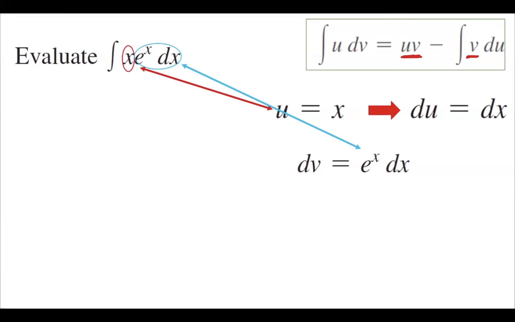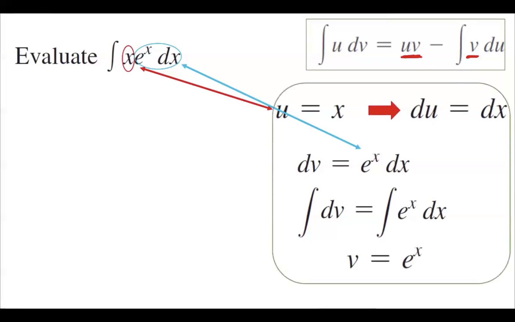How do you get rid of dv? By taking the integral of both sides. The integral of dv is equal to v. It must be equal to the integral on the right-hand side. So v is nothing but the integral of e to the x dx, which is e to the x. Well, we have all the missing pieces. We just need to follow the integration by parts formula and calculate the integral on the right-hand side.